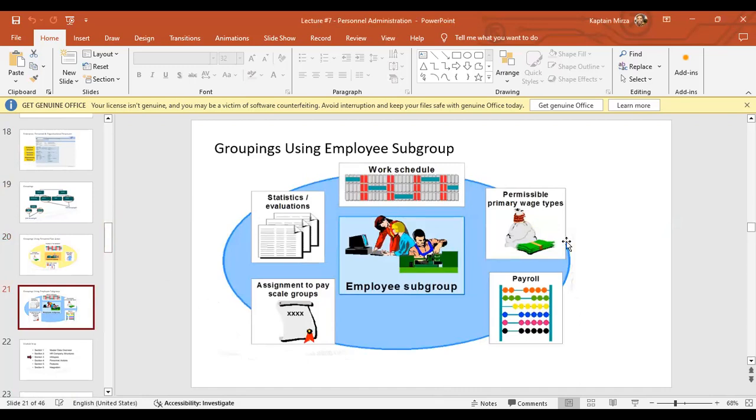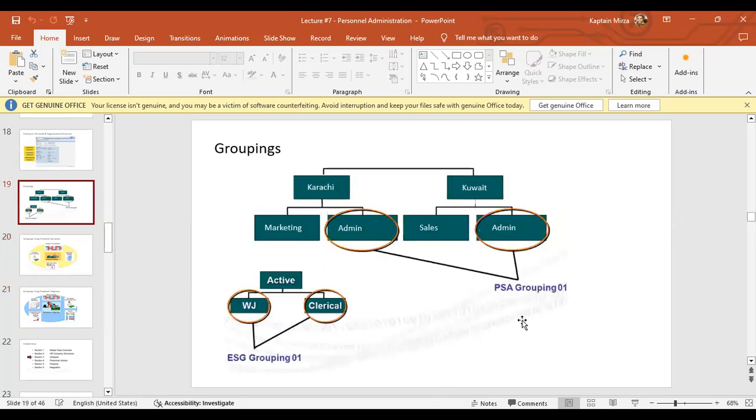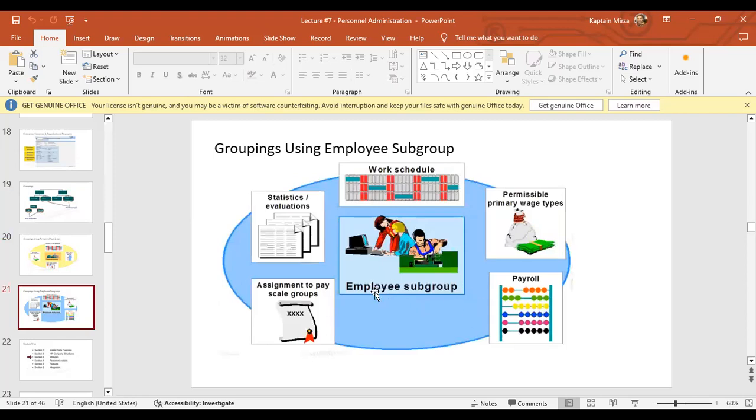Okay. Employee subgroup. Employee subgroups basically, again, we have already seen employee groups. Employee group is active. Employee subgroups are clerical or active. So employee subgroup is basically one area, for example, permanent employee or contract employee or clerical or engineer.